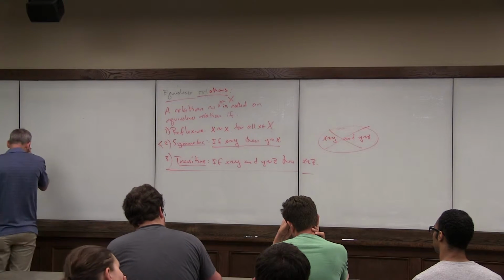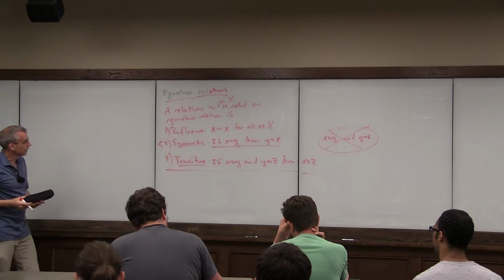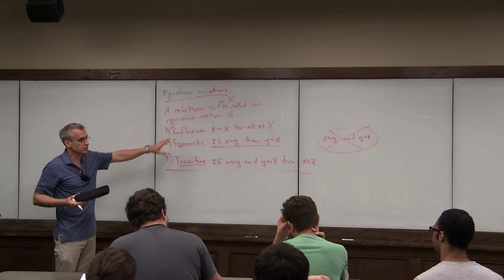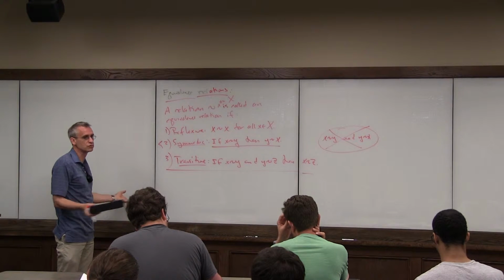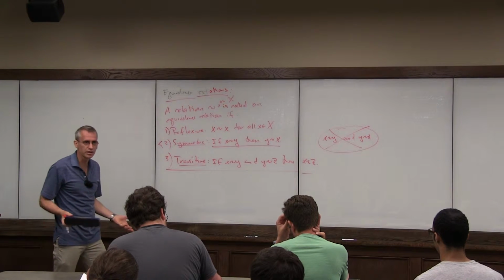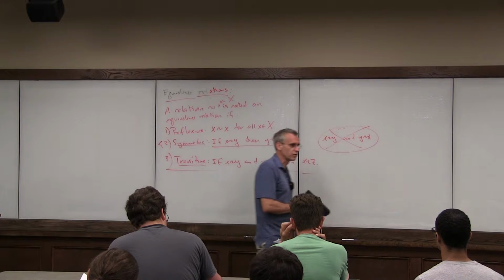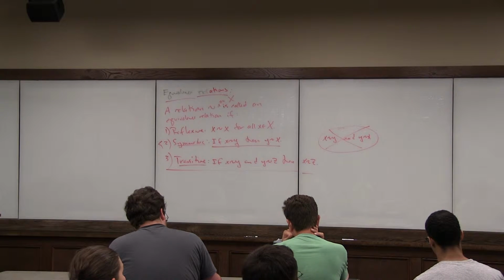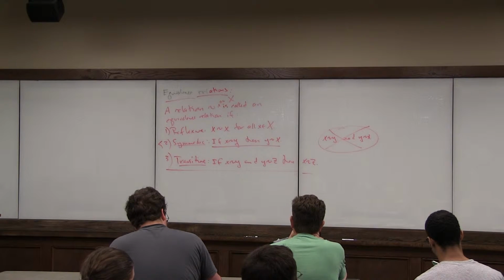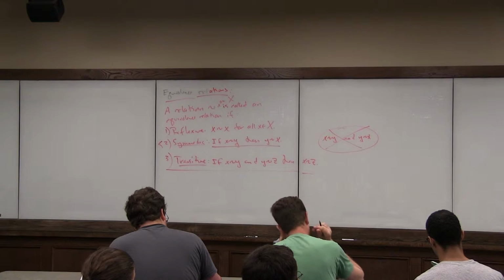Now, as it turns out, it's a lot easier to find relations that are not equivalence relations than ones that are. Okay, so pretty much any relation you just write down, chances are it's not going to be an equivalence relation. And so a lot of your exercises at this point will be devoted to checking each of these properties. And if one of them is not true, then it's not an equivalence relation. Okay, so think about that.